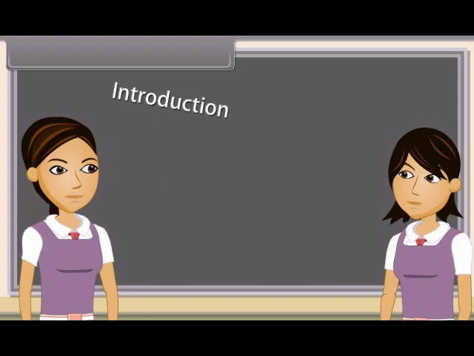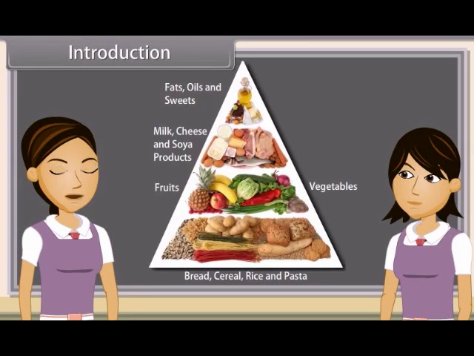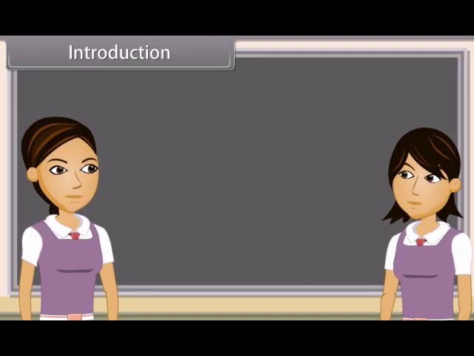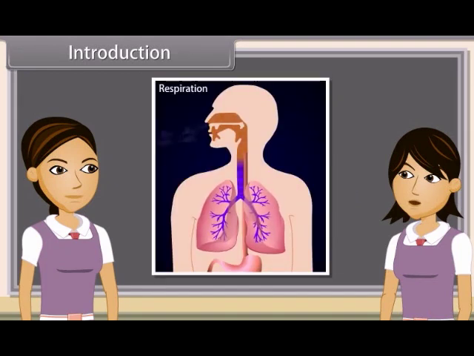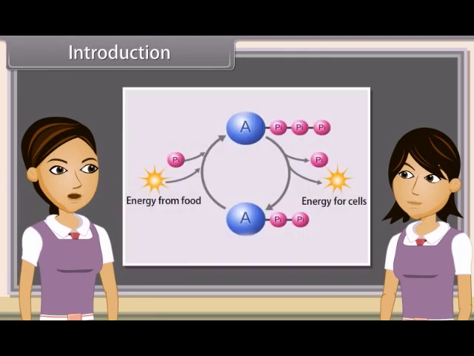Introduction. As we have discussed earlier, every living organism takes in food material by the process of nutrition, which provides energy for various life processes. Respiration is an oxidative process involving the oxidation of food substances such as carbohydrates, fats and proteins within the tissues to form CO2, water and consequent release of energy.